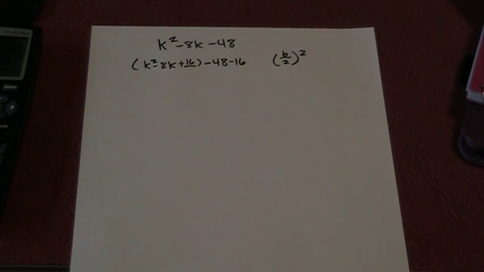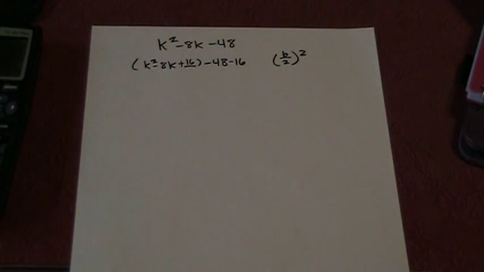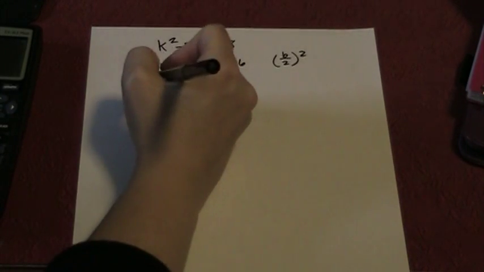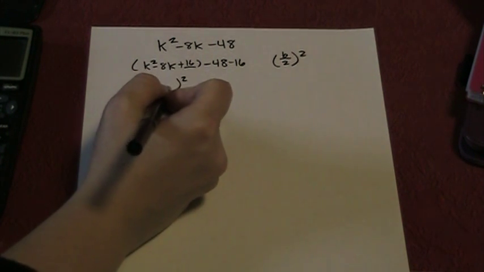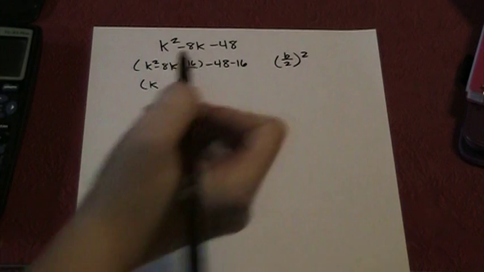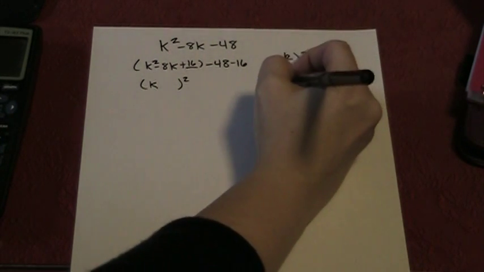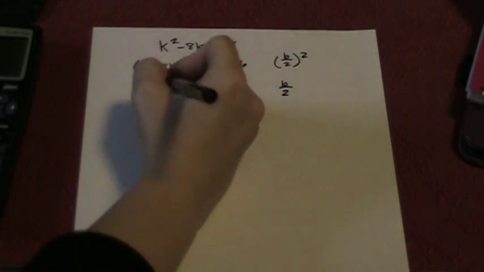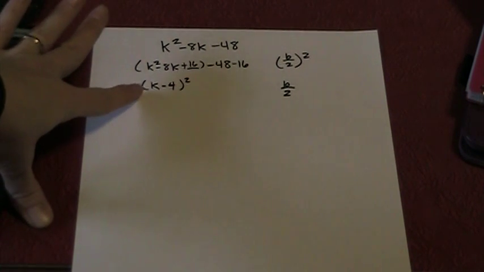Okay, so once I have found the number that completes the square, now I rewrite this trinomial as the binomial squared. And the way I do that is I just have my parentheses with my squared and my k here. And then to find out the number that goes here, the constant that goes right here, I'd take the b value and divide by 2. So the b value is negative 8, divided by 2, you get negative 4. And so this would be the example of the binomial squared.